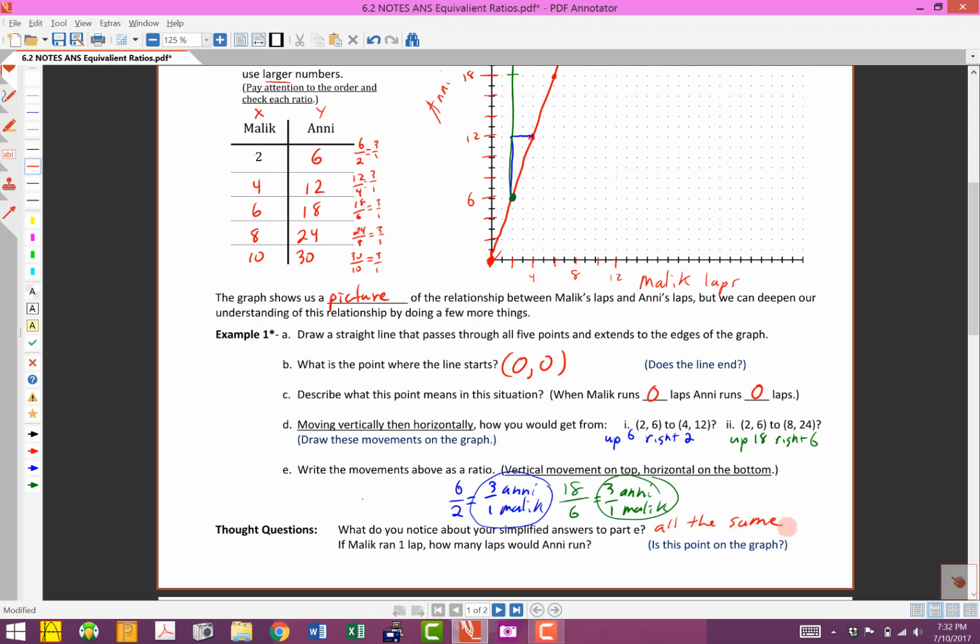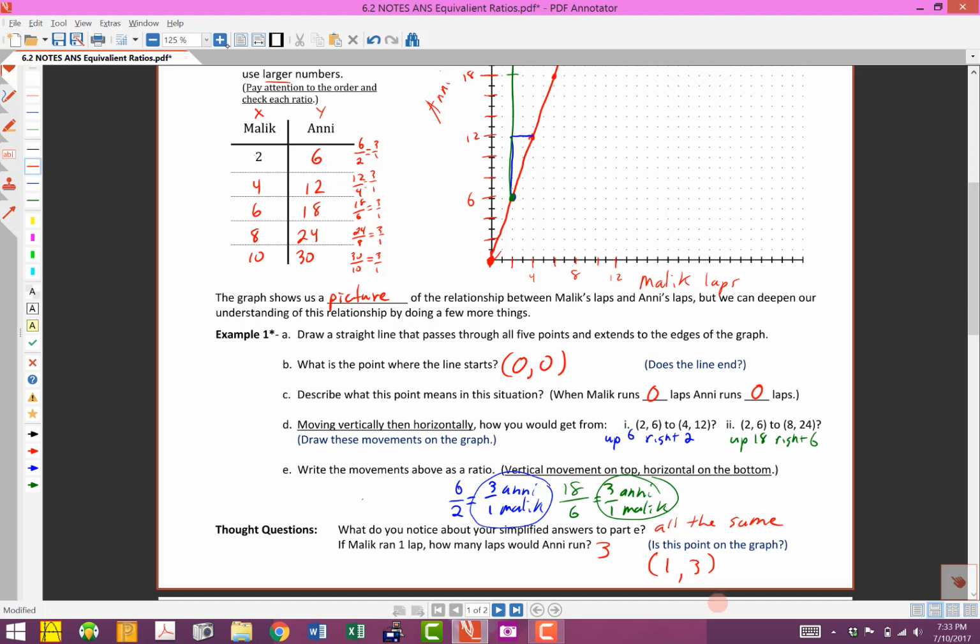Okay. So what this means is if Malik ran 1 lap, how many laps would Annie run? So if Malik ran 1 lap, how many would Annie run? Well, that means Annie would run 3. So let's go back here and let's consider this original one right here. The first point on our coordinates is Malik. So this would be 1 and this would be 3. So Malik would be 1 and Annie would be 3. So if Malik ran 1 lap, would Annie run 3?